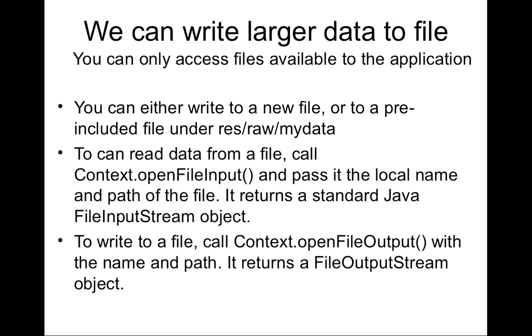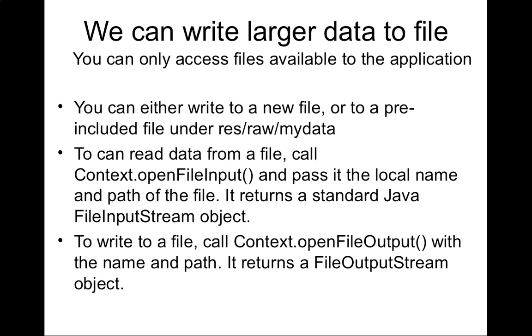So you can either write to a new file or to a pre-included file under the system, raw my data. As an example, this is just the name of the file, my data. By default, you don't have this directory in Eclipse. Actually, you don't have the menu directory either. So in the resource, you create a directory called raw, and you put your text files in there. Actually, you could put Word files, HTML files, PowerPoint files, doc files, any file you want, anything that the application is going to use. And it's like putting it into the home directory.